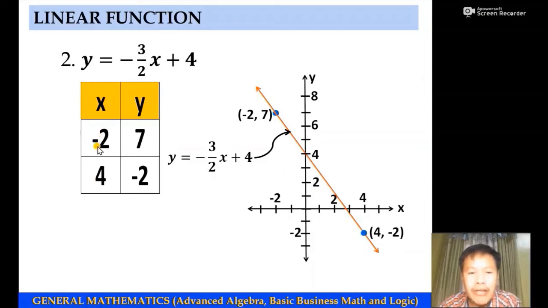Therefore, if you are going to sketch the graph, you are going to start with the abscissa. From the origin, go to the left because our x is negative. 1, 2. This is 1, 2, 3, 4, 5, 6, 7. Therefore, this is the point negative 2 and 7. These are the coordinates of this point. Now, we will proceed with the second point.